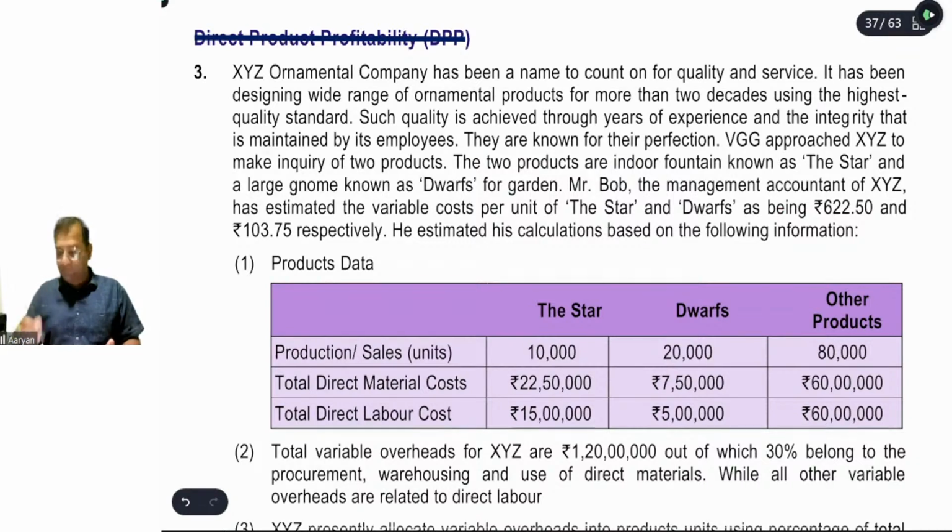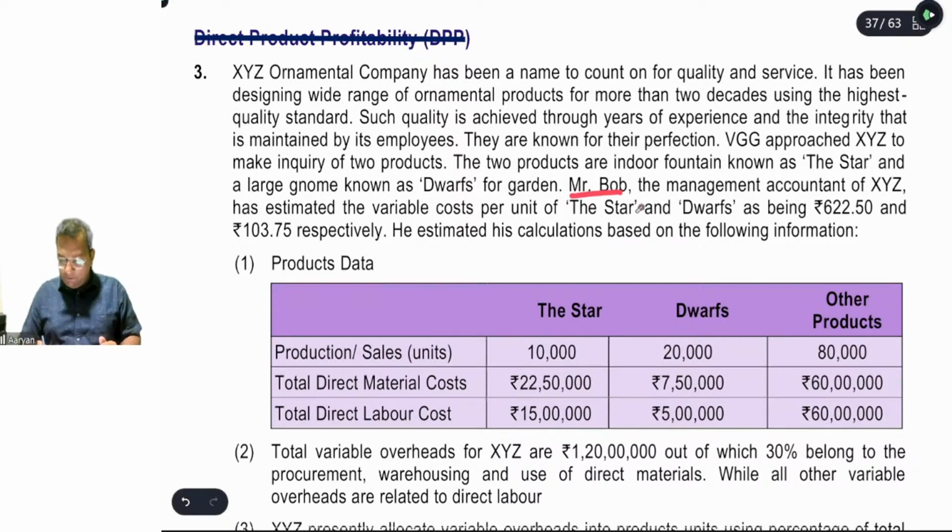Now another firm name is given, known as VGG. They approached us to make an inquiry of 2 products. So a customer named VGG has approached us for inquiry of 2 products. The 2 products they inquire about are an indoor fountain known as the Star and a dwarf for the garden. So the customer has inquired about 2 products from us. The first product name is the Star. The second product name is the Dwarf.